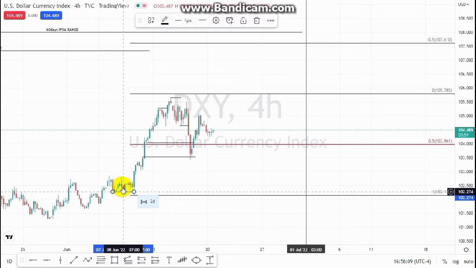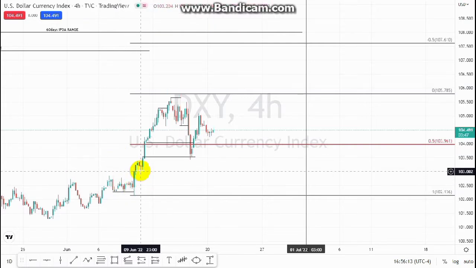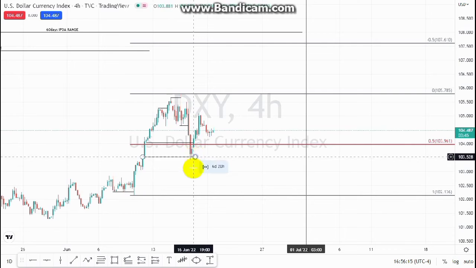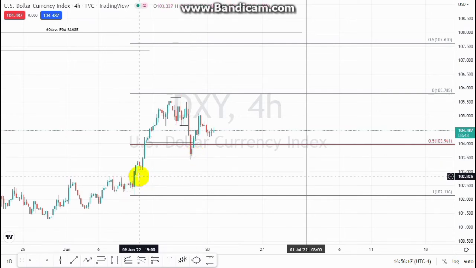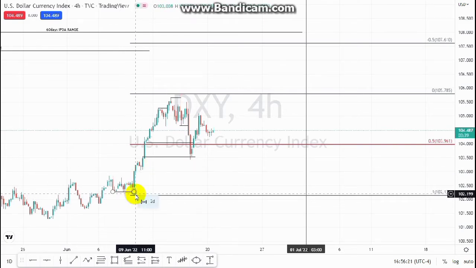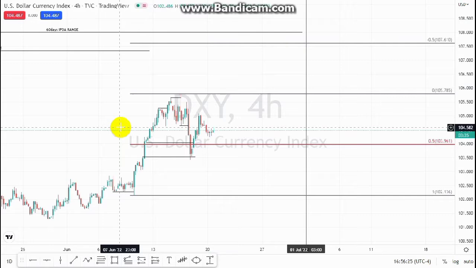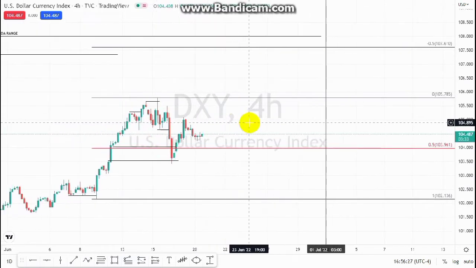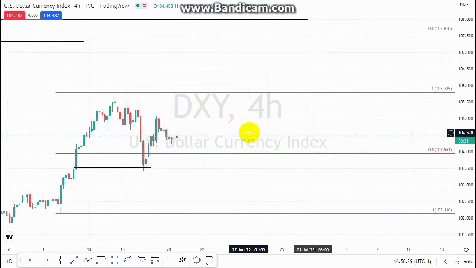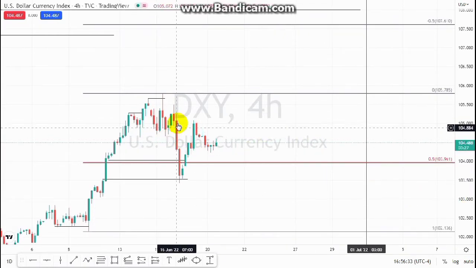Price is already bearish, as we can see on the DXY, and currently we are trading inside of this fair value gap. So my line of action, or rather the idea, will be to look for a shift in market structure on the intraday chart.